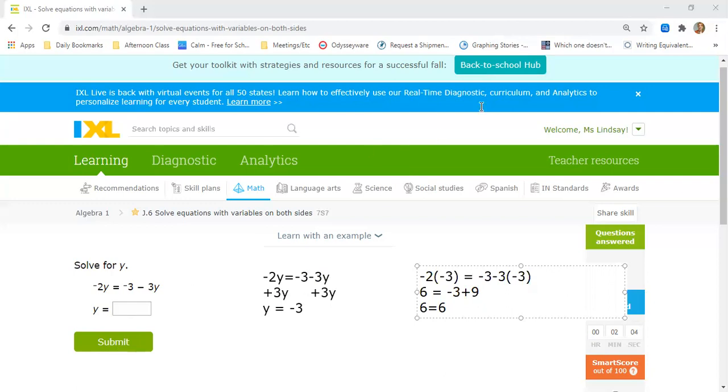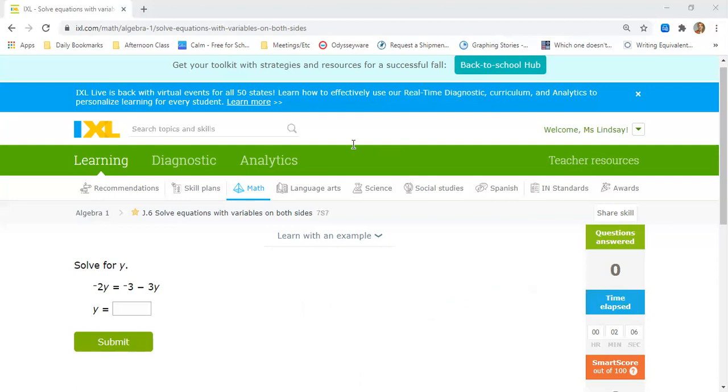All right, so far so good, I hope. So negative 3 was our solution. I gotta turn that off before it'll let me do that.